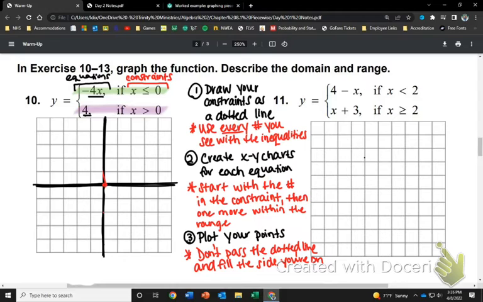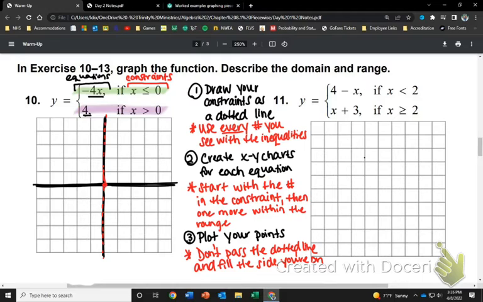Another thing to note, and I wrote it in red, is that you need to use every number you see with the inequalities or with the constraints. In these two examples, I only have constraints on my 0, so I'm going to draw that as a dotted line. And I'm going to keep all my constraints red so that you can have that as reference.